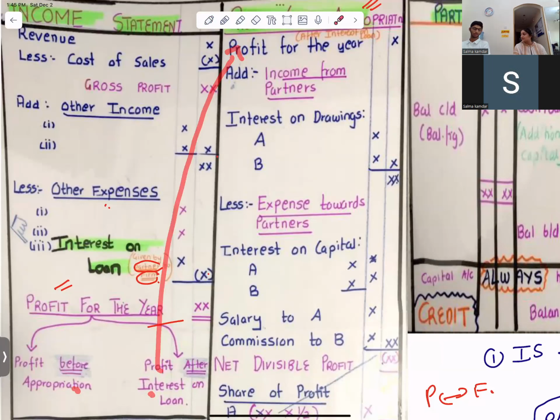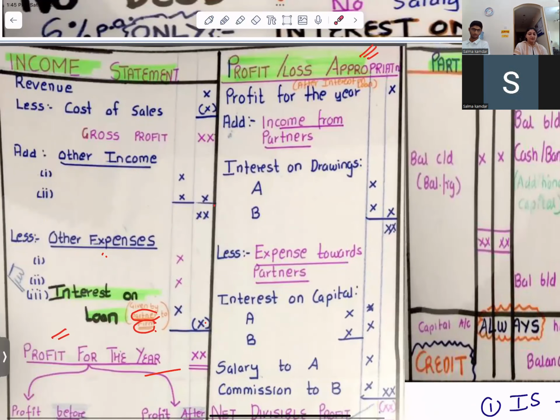Profit and loss appropriation account. Where will this profit go? Your profit and loss appropriation account will start with profit for the year. Then you will add the income from the partners. What could be the income from partners? Interest on drawings. You will add it, and the total you will take outside.